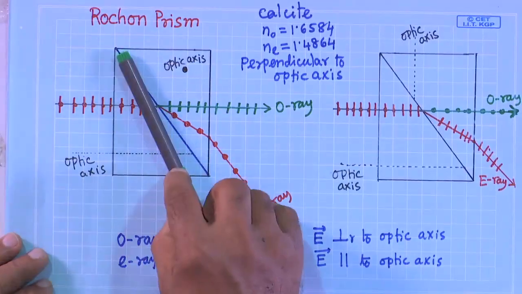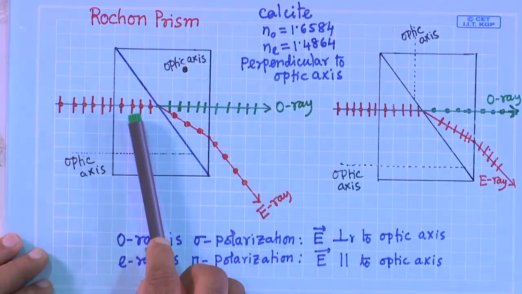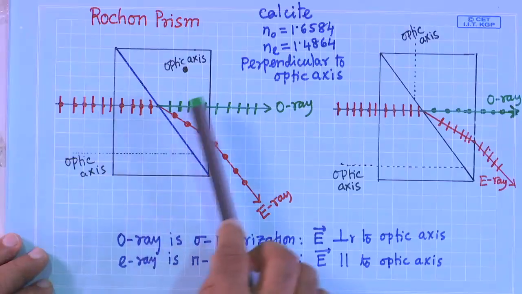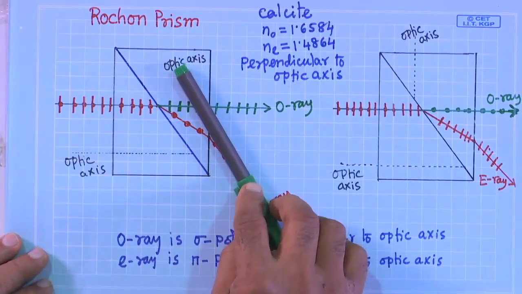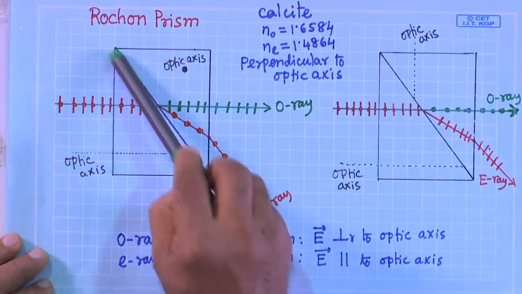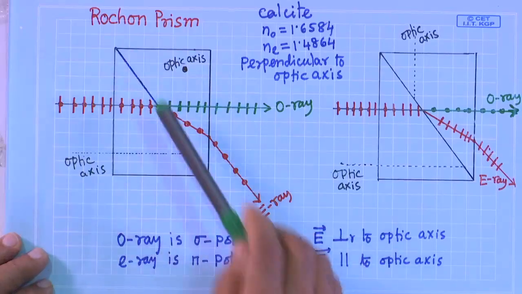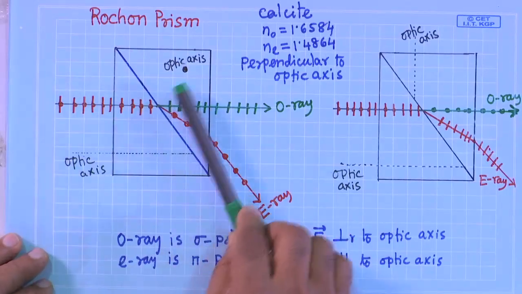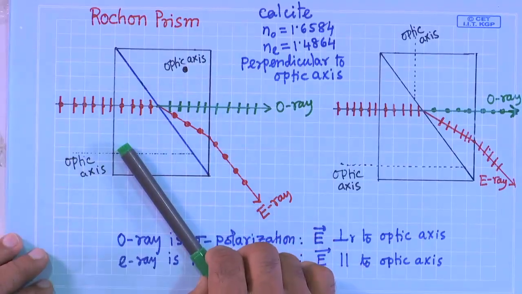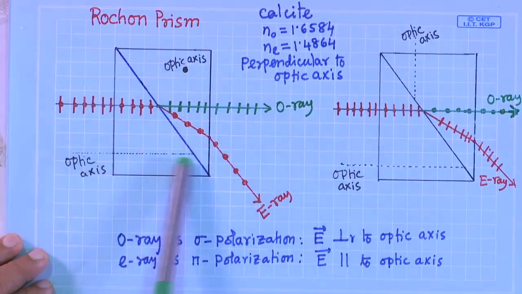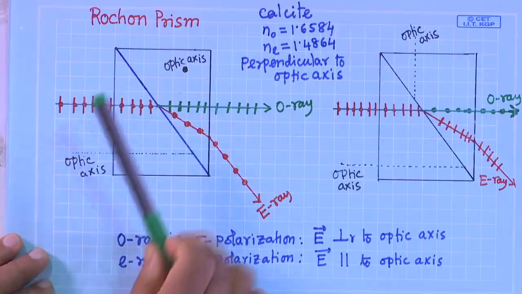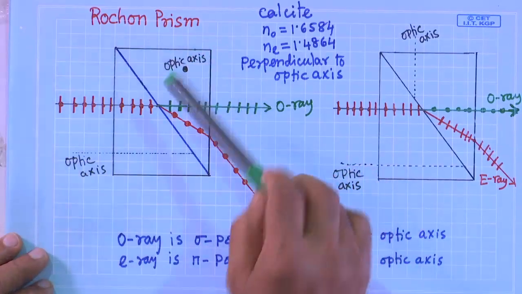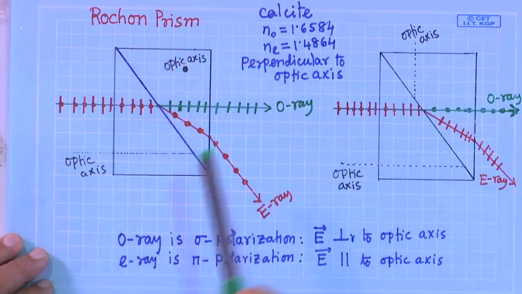this part has its optic axis along this direction. So, we are taking these two parts, and another part is this one. So, here these two parts have different directions of the optic axis. This is the direction of the optic axis for this part, and for the other part the direction of the optic axis is perpendicular to the plane of the paper.